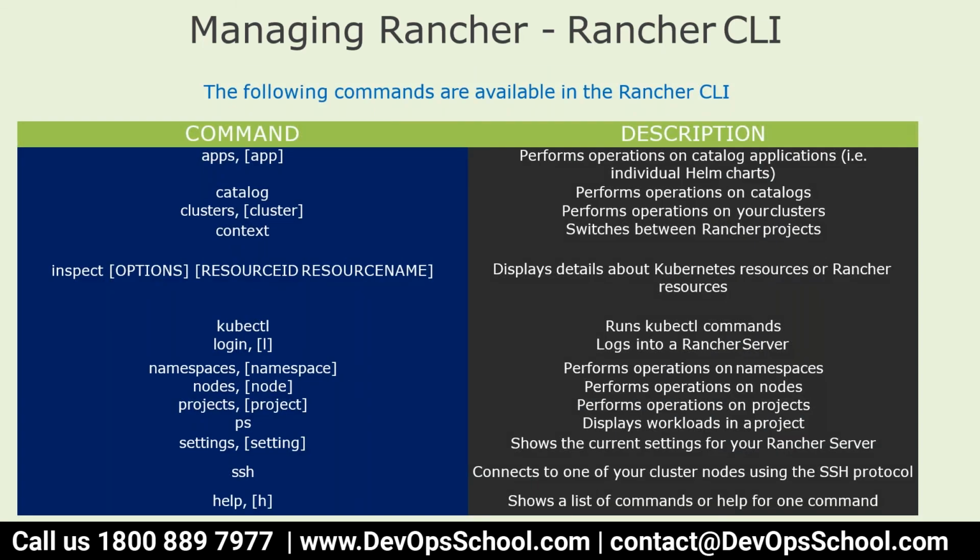These are the commands which you can see in the Rancher CLI. You have to install the Rancher CLI and configure the access. It will work with kubectl access also. The following commands are available in the Rancher CLI: app, to work with the app catalog; clusters, to work with the clusters; context, to work with the context; inspect, to inspect something; kubectl, login, namespaces, nodes, projects, settings, and stuff like that.